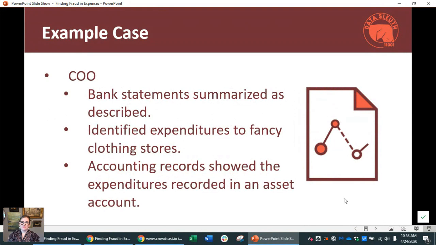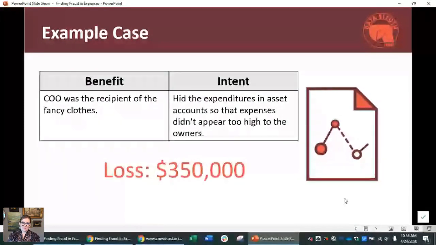I also had a COO that, and we summarized the bank statements, went through that whole process, and we identified expenditures to really fancy clothing stores, like a lot of fancy clothing stores. And the accounting records actually showed that the expenditures were recorded as an asset. So it was recorded against various fixed assets accounts and inventory accounts. So once again, and this was about $350,000, and that was just for the fancy clothes. The case is much bigger than that.